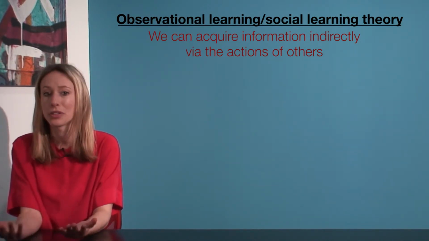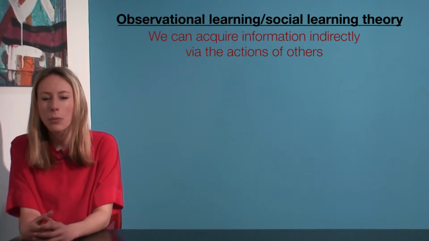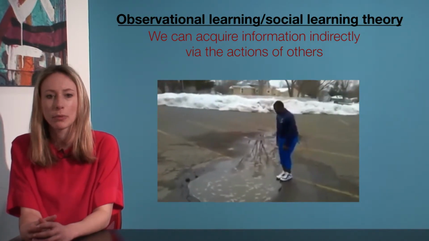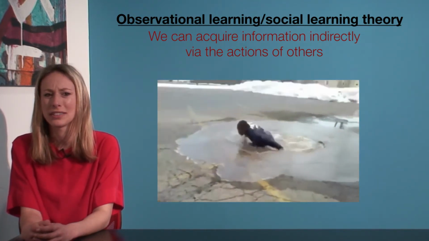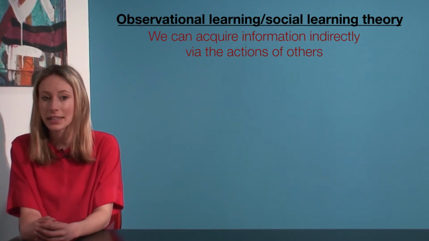Observational learning occurs all the time. For example, if you were walking on a cold day and saw somebody walk in what turned out to be a very deep puddle, making all of their clothes wet, you wouldn't then go and walk in the same puddle. You learned from their mistakes.